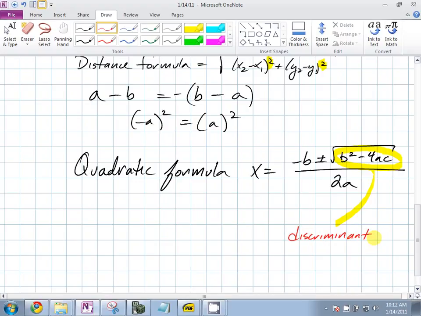Yeah? The vertex. The x-coordinate of the vertex. X equals negative b over 2a is the x-coordinate of the vertex. Nice. Ah, vertex form. You guys remember a lot of stuff.